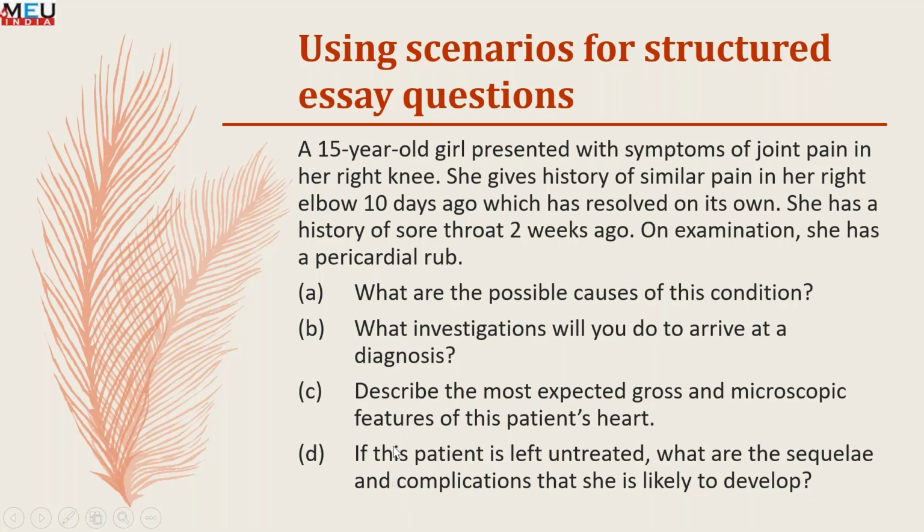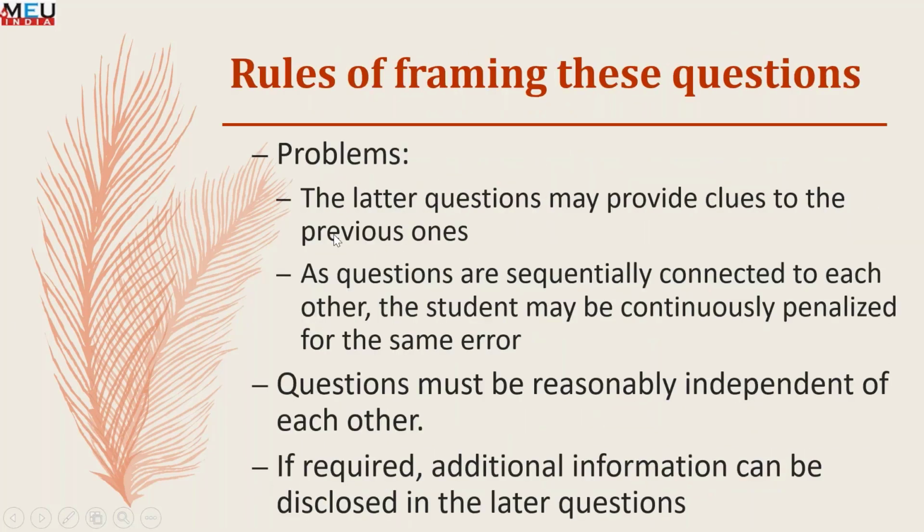The other thing is, if you give some information in the last question which gives a cue to the other questions, the student can go backwards, and even though he didn't get the diagnosis here, from this he might find it out here. Like I'm saying here, the patient's heart. This itself is giving a cue that this is something to do with the heart, right? Why are they asking about the heart? Sometimes you can't avoid it, but the latter questions may provide clues to the previous ones. So try and keep the questions reasonably independent of each other. It's a little difficult to write, and if required, additional information can be disclosed in the later questions.